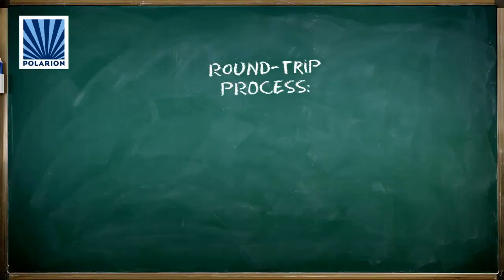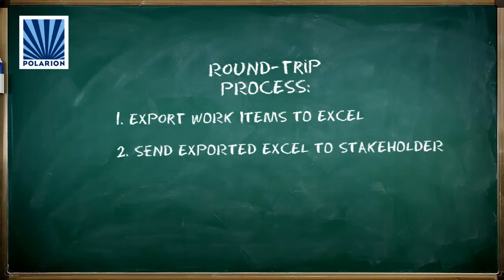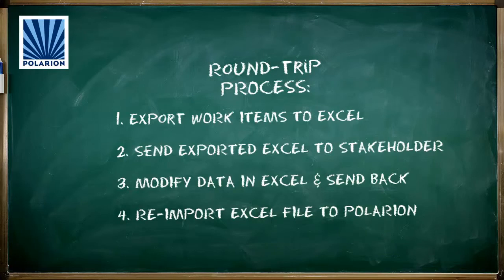Before we go into specifics, let's quickly outline the round trip process. First, someone from your project team exports a set of work items for Excel round trip. The exported Excel file is sent to the external stakeholder by email or whatever means. The external stakeholder reviews the exported Excel file and updates work item data. In some cases, they might even create new work items. The external stakeholder then returns the modified Excel file to the project team member who re-imports it into Polarian.